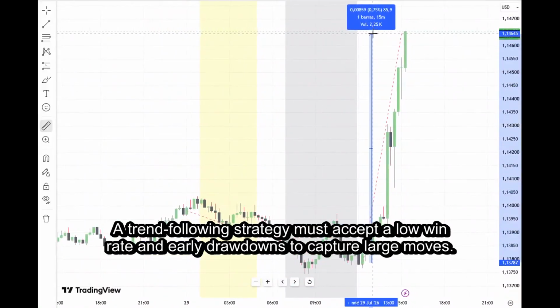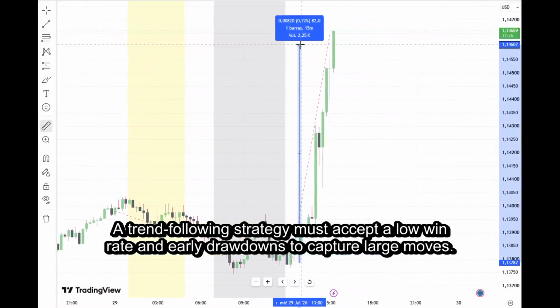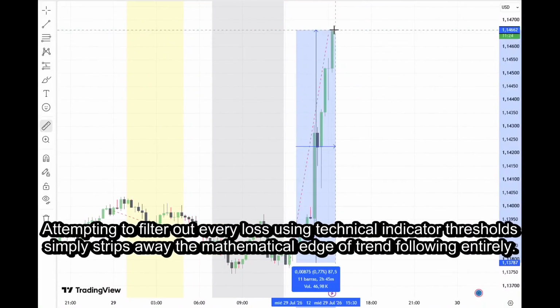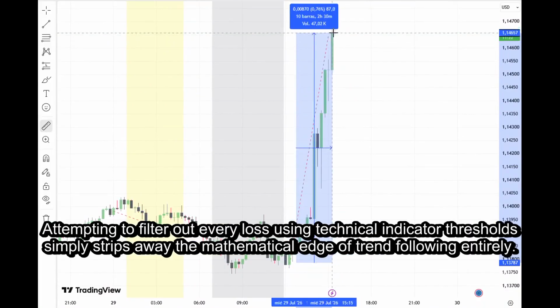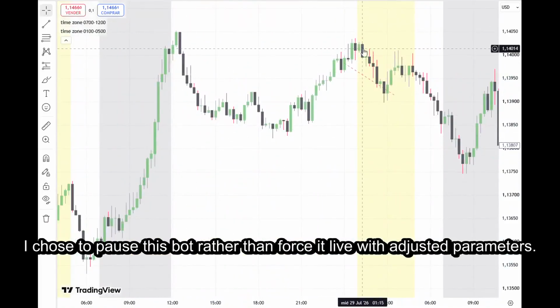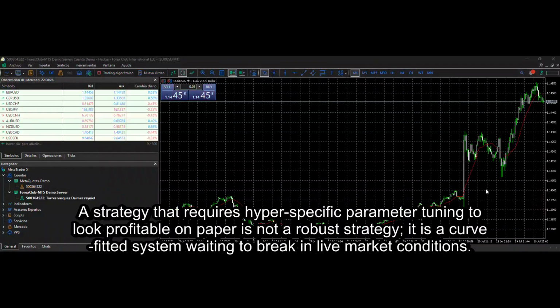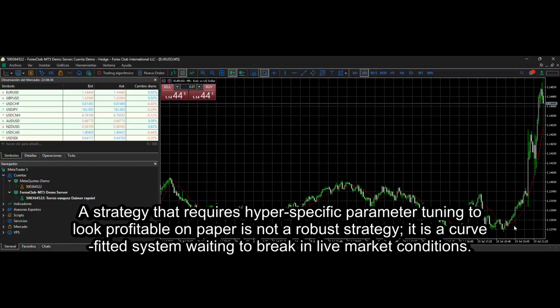A trend-following strategy must accept a low win rate and early drawdowns to capture large moves. Attempting to filter out every loss using technical indicator thresholds simply strips away the mathematical edge of trend following entirely. I chose to pause this bot rather than force it live with adjusted parameters. A strategy that requires hyperspecific parameter tuning to look profitable on paper is not a robust strategy, it is a curve-fitted system waiting to break in live market conditions.